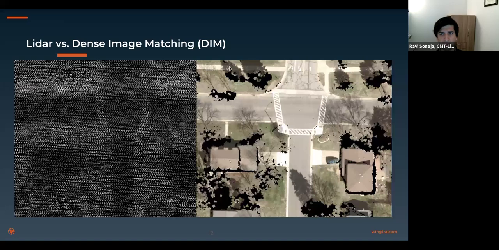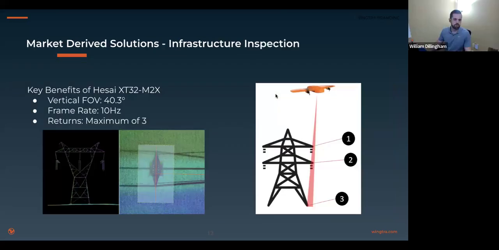Ultimately, whichever one you use, whether that's a LiDAR or photogrammetric approach, really depends on the project specifications, the required accuracies, and the deliverables that you're trying to create from that.